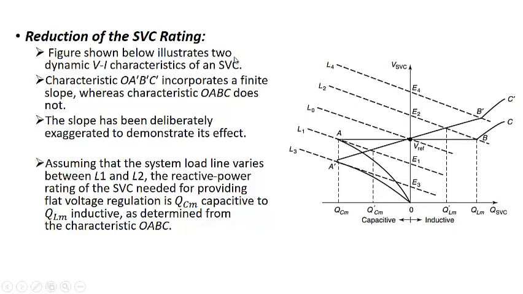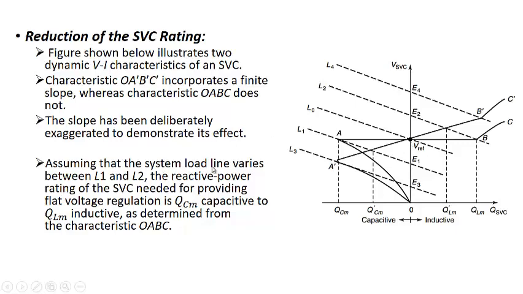So the figure shown below illustrates two dynamic characteristics of the SVC. One is OABC, another is OA dash B dash C dash. Characteristic OA dash B dash C dash incorporates a finite slope, whereas characteristic OABC does not have any slope. The slope has been deliberately exaggerated to demonstrate its effect. Actually, the slope shown here may be greater compared to the actual one, just to show the actual advantage of the effect.